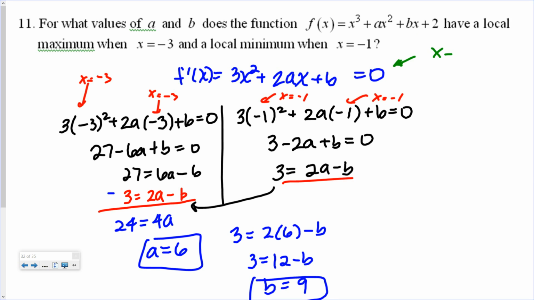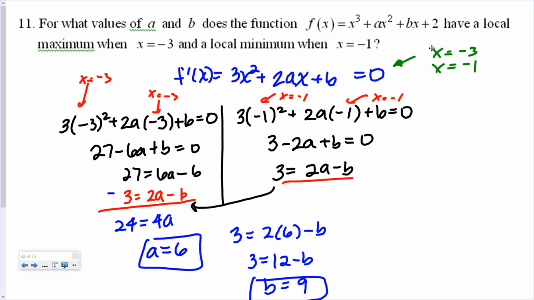It happens when x is -3, and it happens when x is -1, right? That's only 2 times that you know for sure it happens, okay? So go ahead and do 2 equations with this. One equation, put in x equals -3, and set that equal to 0, right? The second equation, put x equals -1, and set that equal to 0.